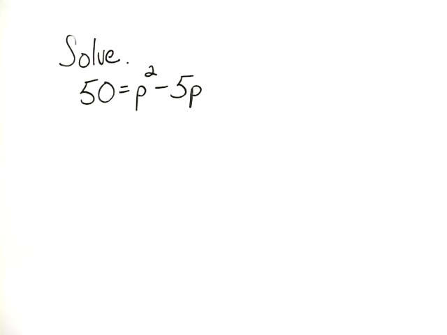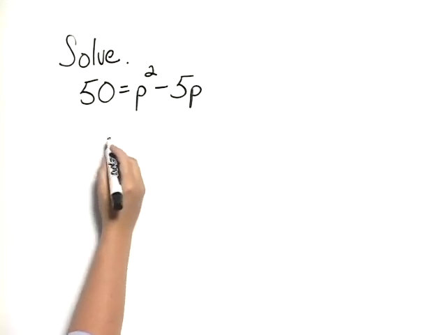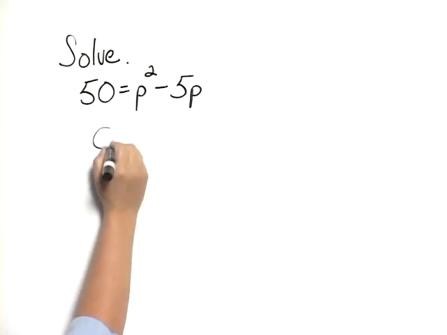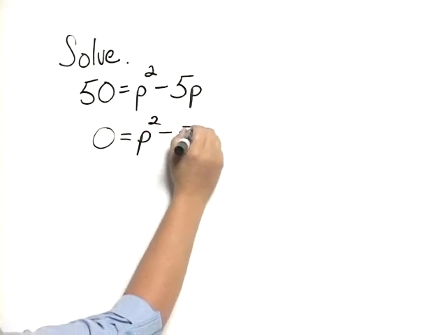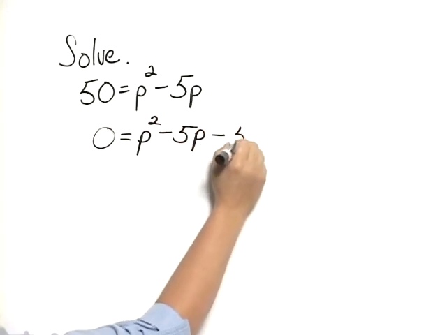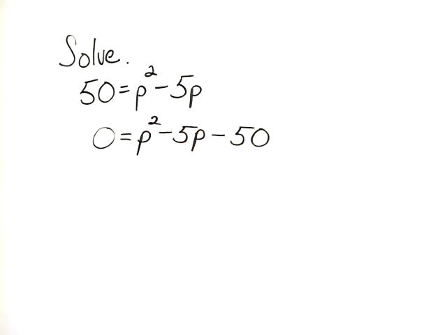Solve 50 equals p squared minus 5p. Let's get a 0 on one side of this equation since we have a quadratic equation. Subtracting 50 from both sides, we have 0 equals p squared minus 5p minus 50. Now let's see if we can factor this.